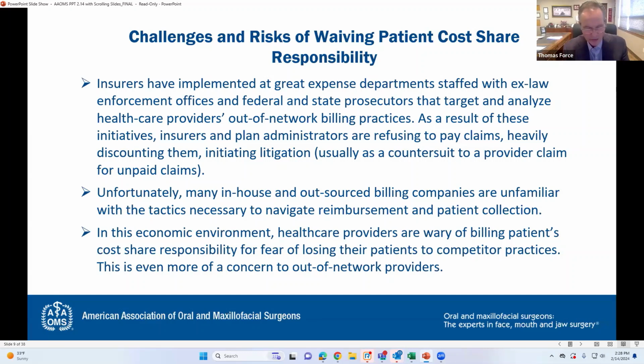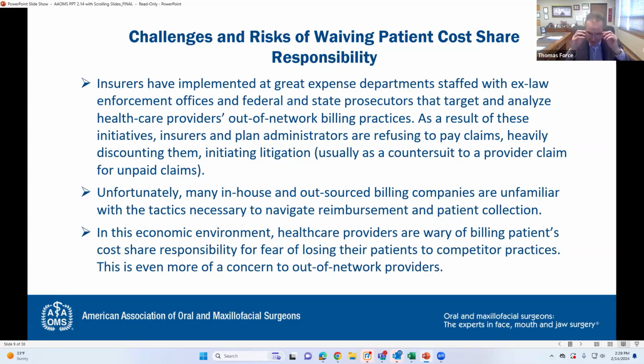So if you're waiving balances and the patient can go to your practice and pay less to see an out-of-network provider than an in-network provider, that's a problem. And the insurance companies are looking for that. And that's about waiving balances. So, third bullet point, in this economic environment, healthcare providers are wary of billing patients' cost share responsibility for fear of losing their patients to competitive practices. We talked about a couple examples. This is even more a concern for out-of-network providers.